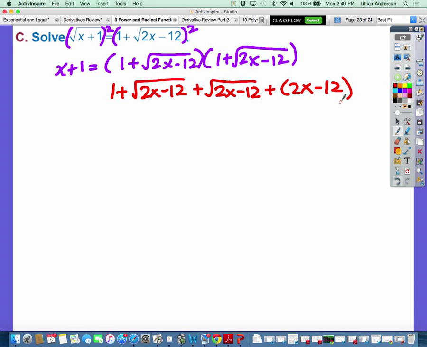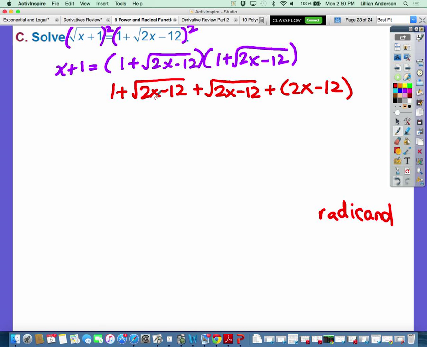Combine like terms. Right now, I can only combine 1 and negative 12 to get what? Negative 11. I can't combine these two, because the only way you can add radicals is if you have the same radicand. Radicand. It's the part underneath the radical. So like that 2x minus 12 is called the radicand.